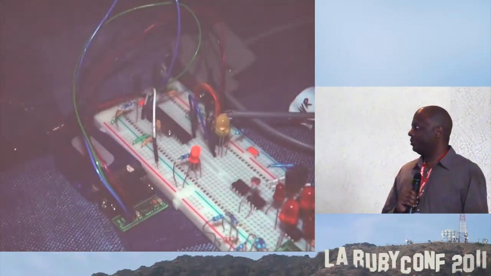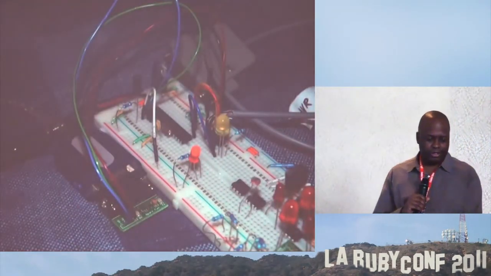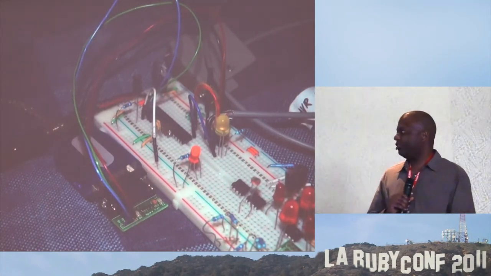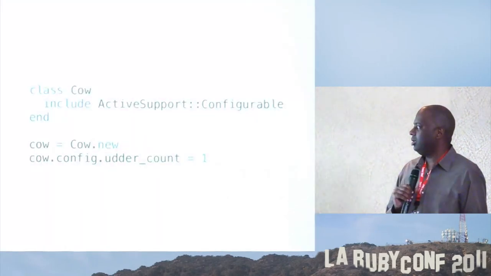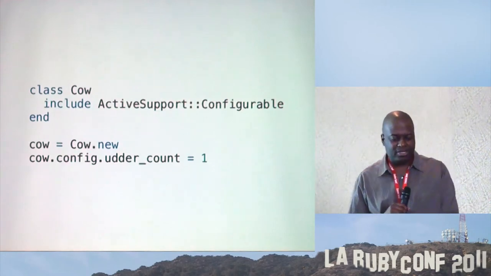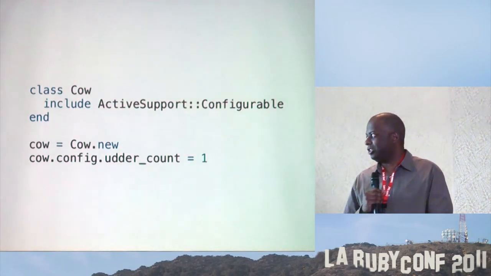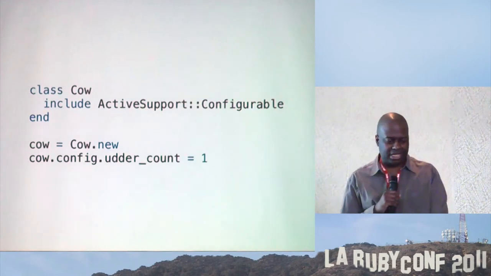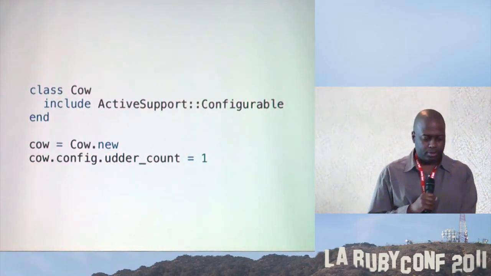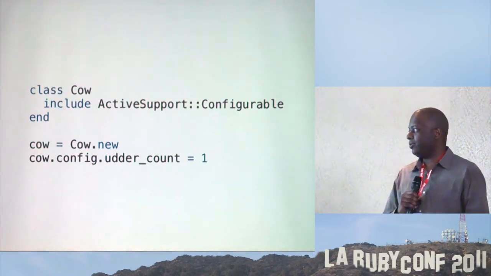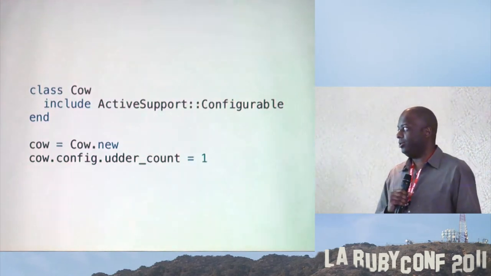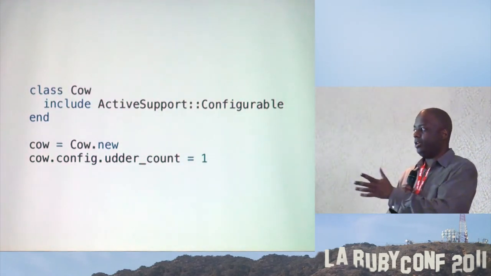So moving on to configurable. And what I was trying to do is find a picture of something configurable. This is an Arduino. This is pretty configurable. Lots of stuff you can hurt yourself with on there. So let's talk about a piece of active support that I don't understand why it's in there. I just wanted to show it to you guys because it's in there, but I don't understand why anybody would use this. So you can include something called active support configurable, and whenever you instantiate your new cow, you can actually now have a cow.config, and you can set a config variable in there, and you don't have to define it.